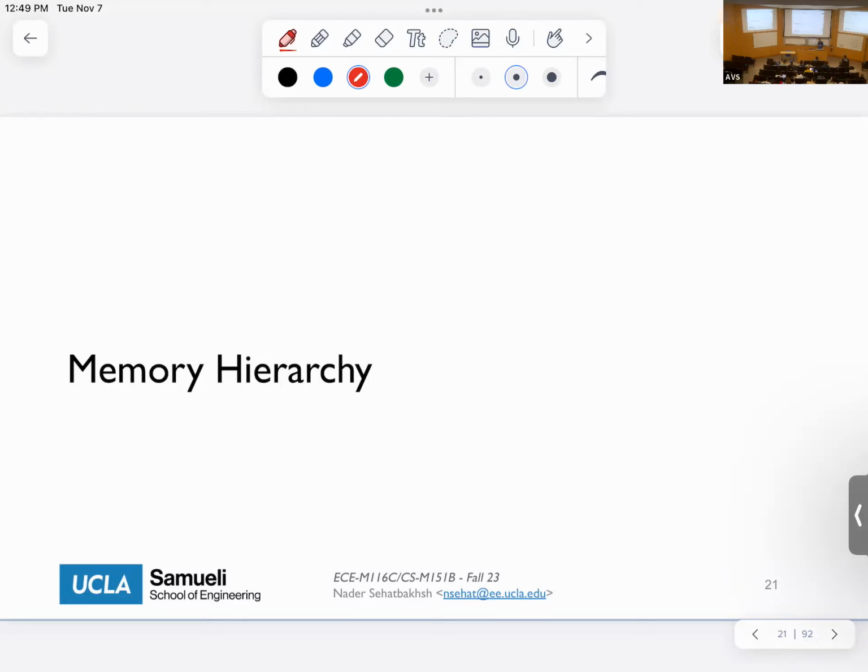Okay. So we're in some form of pause in terms of what we can do with the processor. Now let's take a step back and think about memory a little bit. Let's make the memory also a little bit faster. Then later on, I'm going to come back to the processor and give you some idea how we make the processor even faster. Okay.